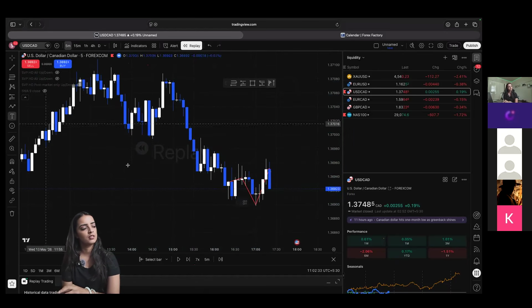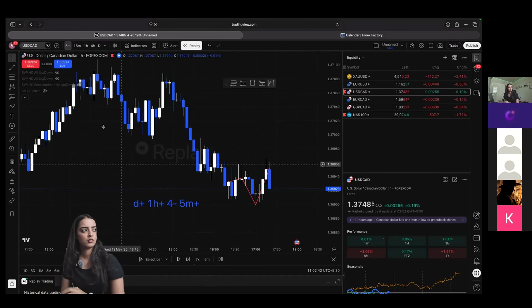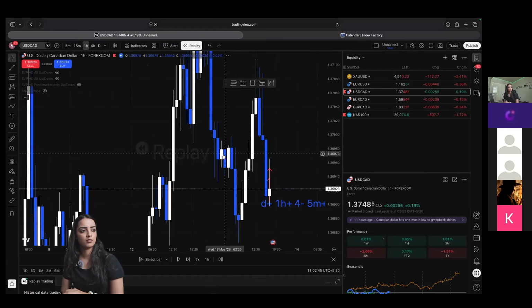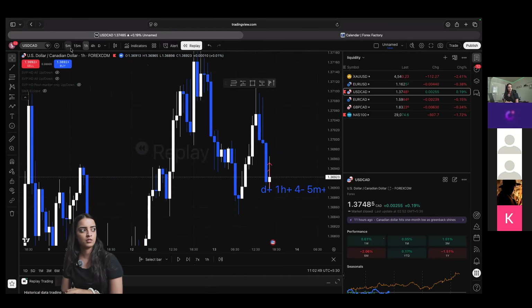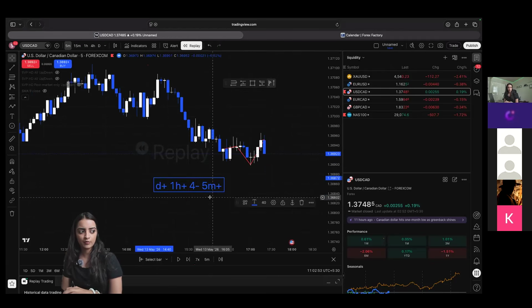No. We saw that, we have daily bullish. We have 1 hour bullish. And we have 4 hour bearish. We have 5 minute bullish. 1 hour bearish, right? No, bullish. Yes, we can take it. We can take a trade. Why? Entry time frame is bullish and the other two time frames are bullish too.